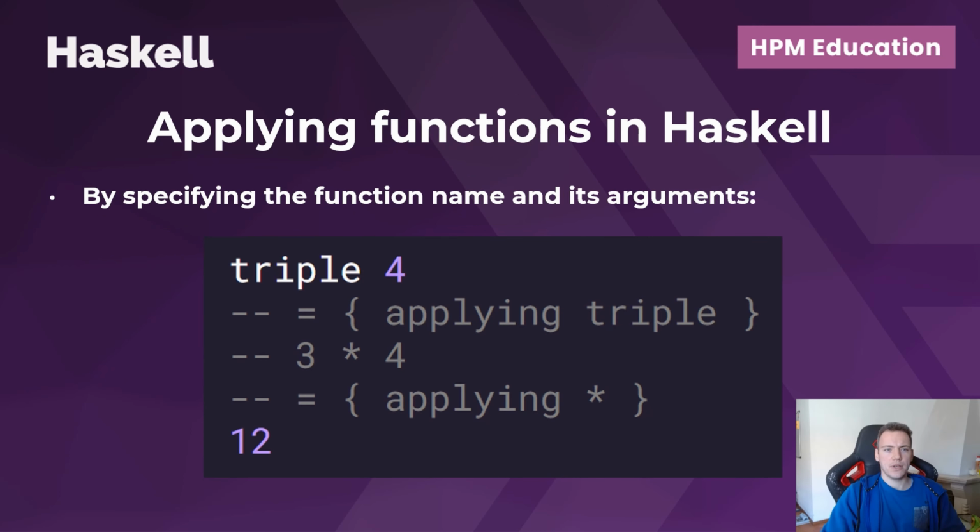So how do we apply functions in Haskell? We defined on the previous slide a function triple, and now we can apply it by specifying the function name and its argument.